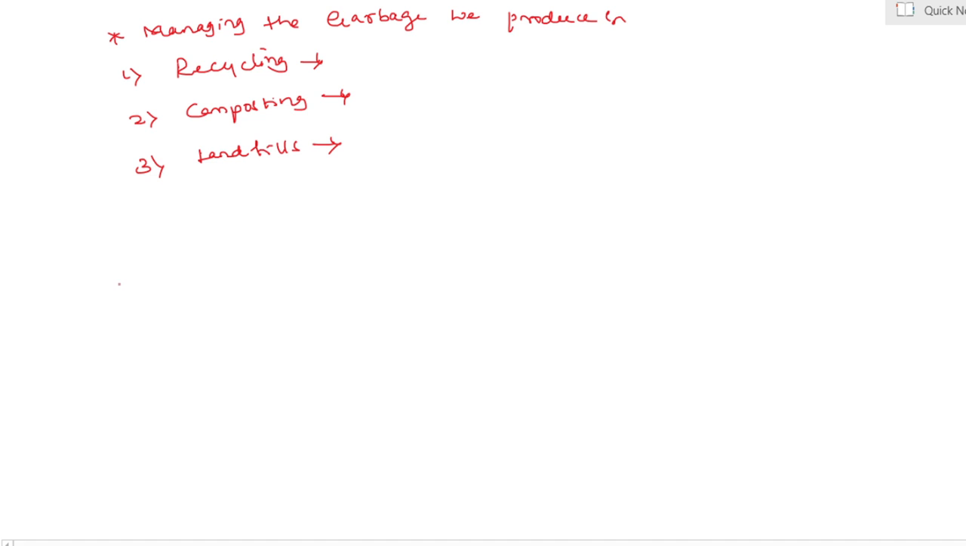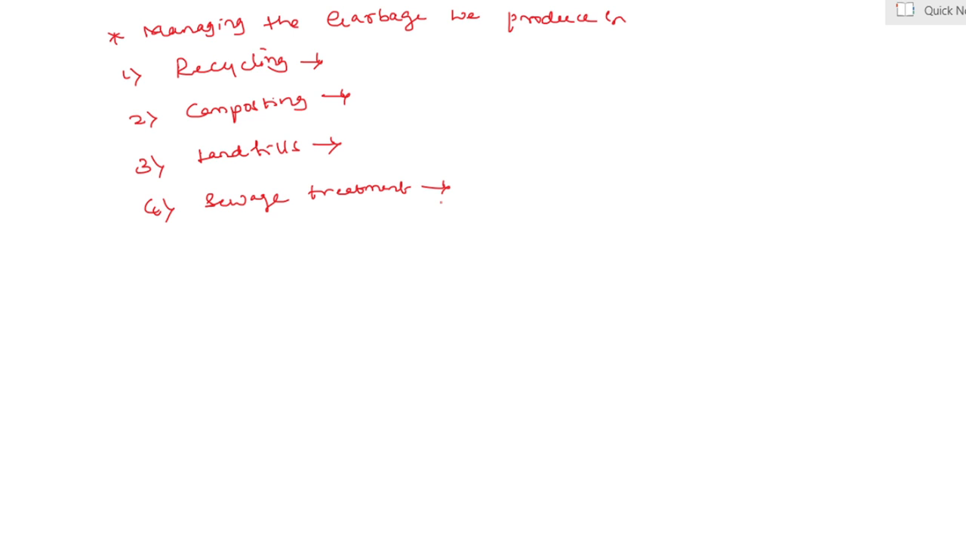Yes, my dear students. And the fourth one is sewage treatment. It means when sewage water is directly released into a river, that water is termed polluted water. River water becomes polluted water. How does the process of sewage treatment take place?